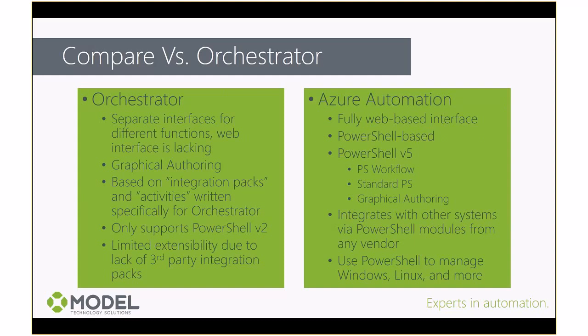But Orchestrator is very handy, it's very useful. The graphical interface makes it very convenient and simple to spin up and build new automation. But it does have limitations to it. Some of those being the separate array of interfaces for it, the need to configure different things in different places, and the fact that user interfaces are not always the most friendly. Whereas Azure Automation, it's all done via the web, it's all HTML5, it's all very interactive and easy to use.